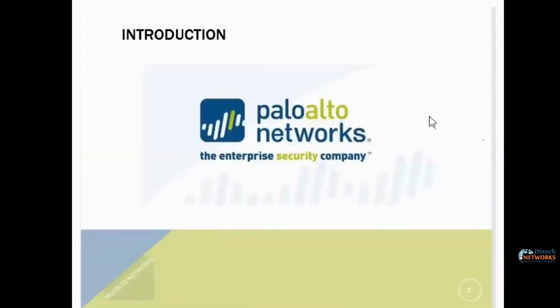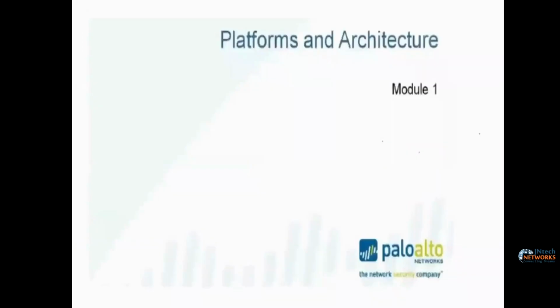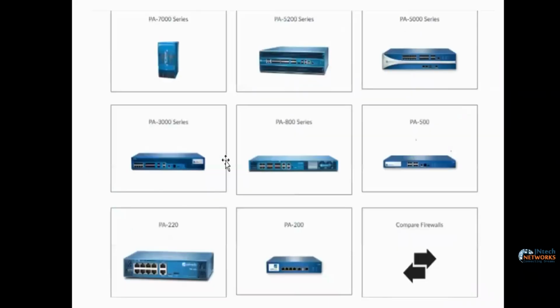So now let's start our discussion with platform and architecture. Like other vendors, we need to know the hardware model for my organization. These are the models available in Palo Alto firewalls. If you are working in a data center or in a big enterprise organization, you can go with the PA7000, 5200 or 5000 series of the firewall box. In a medium-sized network, you can go with the PA3000 series, 800 and 500. Guys, these are some examples.